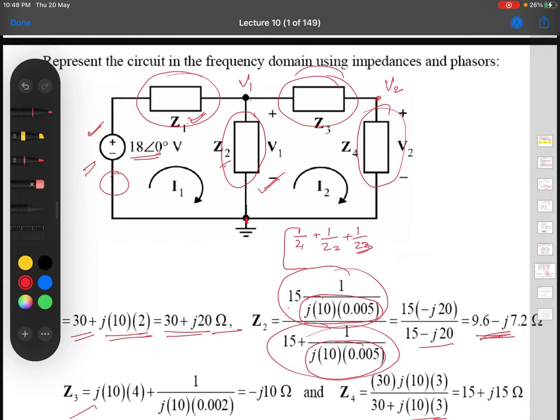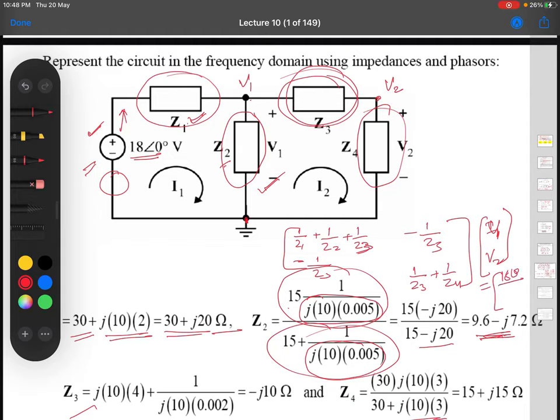Then Y12, what is common between these two, is minus 1 upon Z3, and Y21 is again 1 upon Z3 with a negative sign, and Y22 is basically the addition of 1 by Z3 plus 1 by Z4. This is the Y matrix, multiplied by V1, V2, and equal to I1. So I1 is in loop 1, that is, the equivalent current is 18 angle 0 by Z1, and in loop 2 it is 0. So this is by inspection.